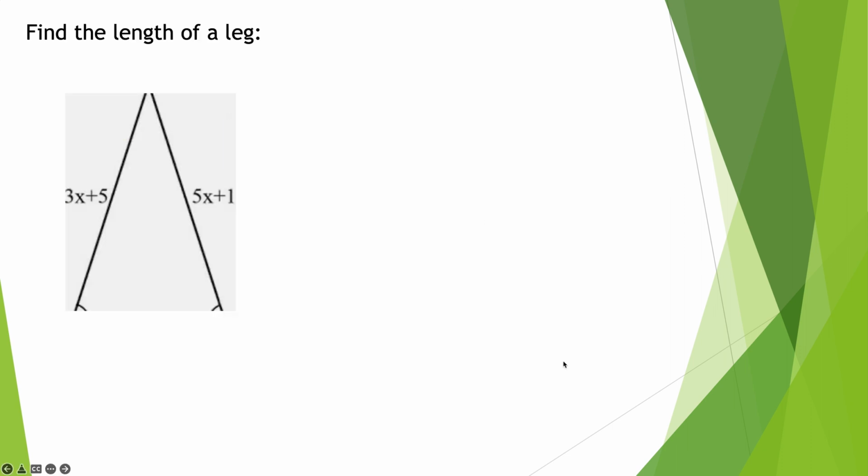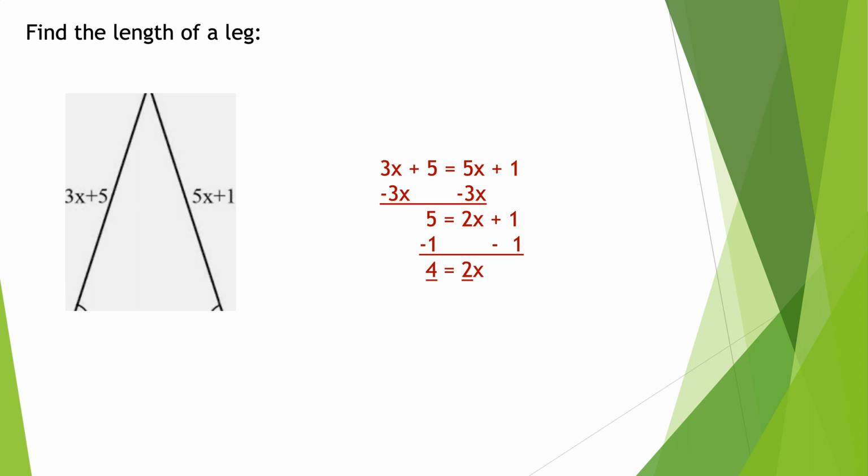Okay, let's try out the next one. Find the length of a leg of this particular isosceles triangle. Remember, the legs are equal. Okay, so 3x plus 5 is going to equal 5x plus 1. This is an opposite side, opposite operation situation. Subtracting the 3x, 5 equals 2x plus 1. Subtracting the 1, 4 equals 2x. Dividing by 2, x is equal to 2.